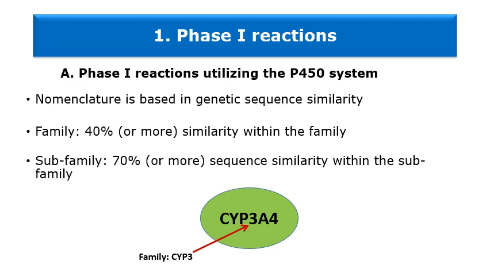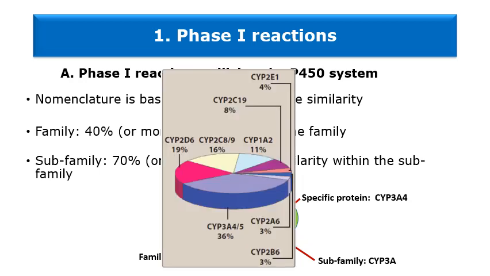Anyway, for the nomenclature of this superfamily, after the symbol CYP, 3 represents the family, A represents the subfamily, and 4 represents the specific protein of this family. As we said before, cytochrome P3A4 represents the largest member of this mixed function oxidases superfamily. Therefore, it is responsible for the metabolism of most of the drugs in the body.